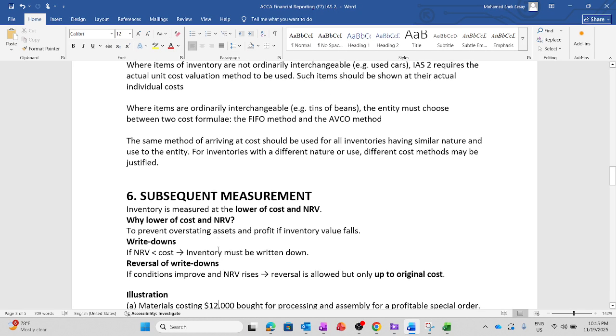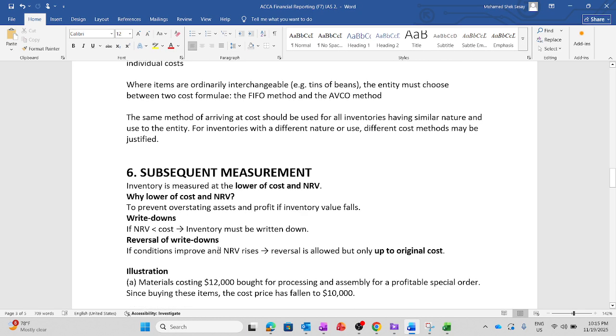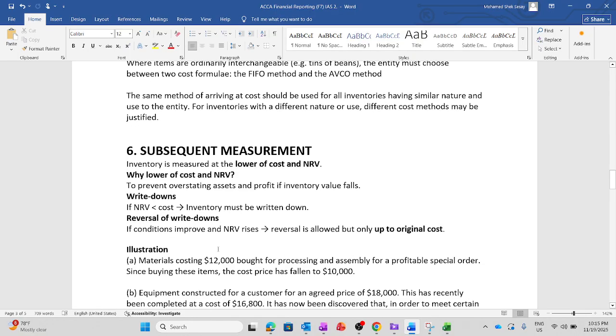Now we are going to look at how we can account for inventory for the subsequent measurement. We can use the concept of IAS 2, which states that inventory should be valued at the lower of cost or the net realizable value when we're talking about the subsequent measurement. That's the time we have the option. But for the initial measurement, we need to account for it using the cost model. Thereafter, we have the option to either use the cost model or the net realizable value, the NRV, depending on the lower.